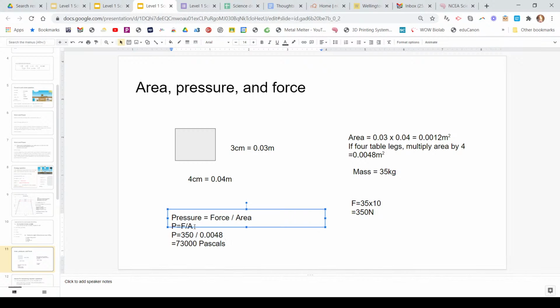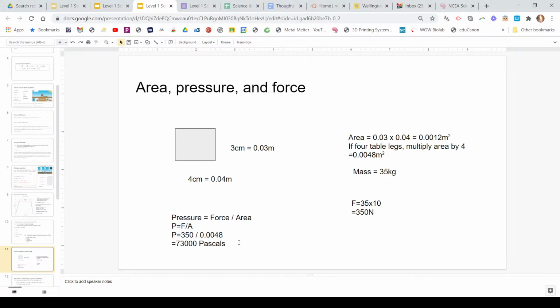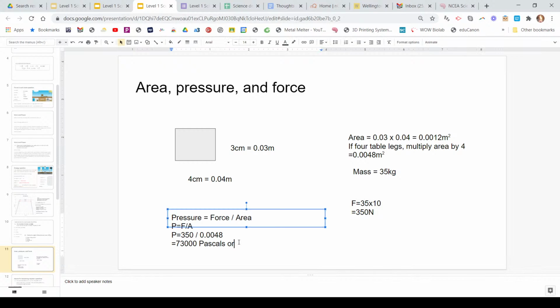The alternative units for pressure, if you forget that it's pascals, you can see in the equation that we've divided force, which is measured in newtons, by area, which is measured in meters squared. And so we could also say that that is newtons per meter squared.